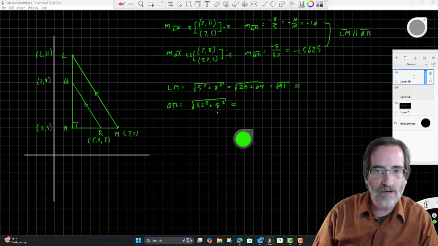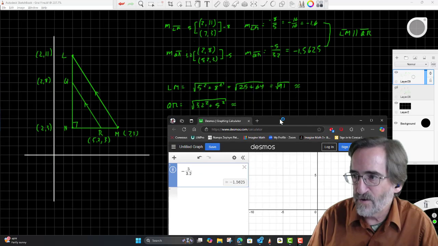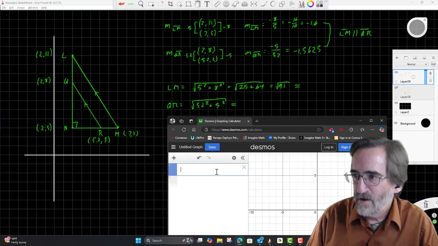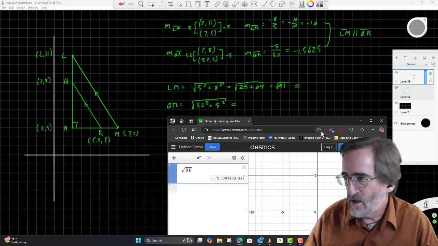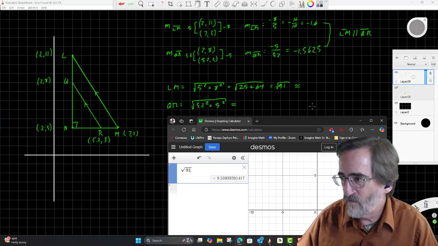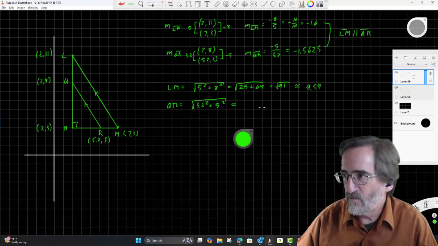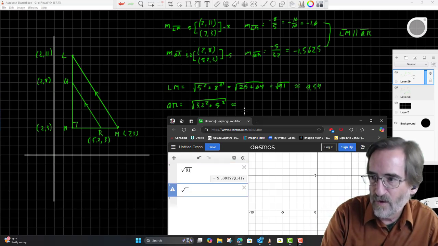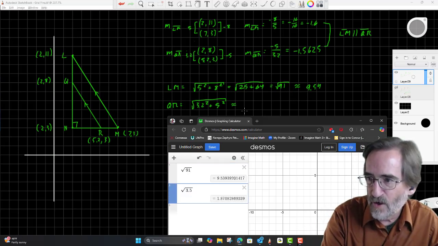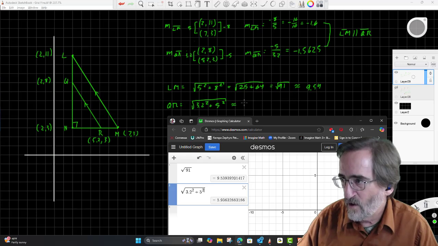All right, so let's go ahead and grab the calculator. I like to do as much at once on the calculator as I can here. Square root of 91 is 9.54. 9.54 should be enough precision here. And square root of 3.2 squared plus 5 squared is 5.94.